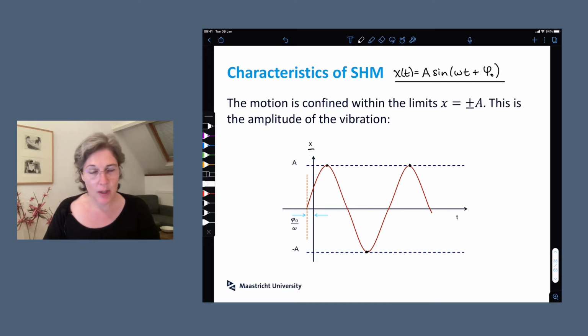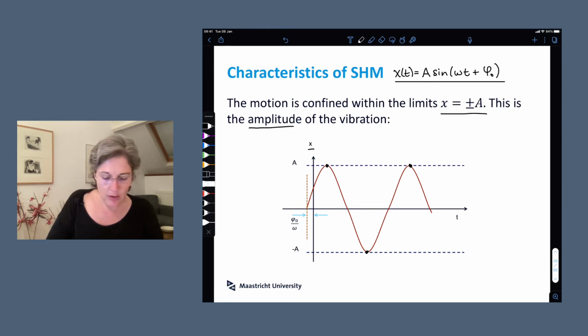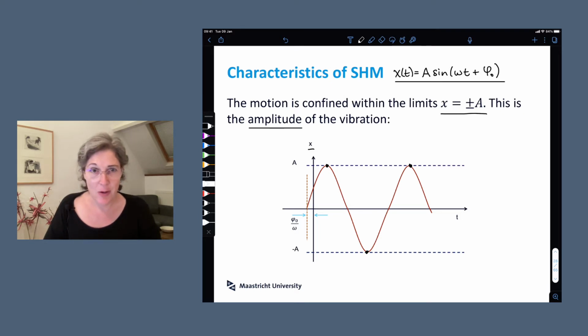The first thing which we already know is that the motion of a particle under simple harmonic motion is confined between the limits x equals plus and minus A. So if we have a look at our graph, the highest possible values that we could have for our function are A, and the smallest possible values are minus A, and everything else happens in between. And we call this A the amplitude of the vibration, hence the not particularly innovative A that we use in order to describe it mathematically.